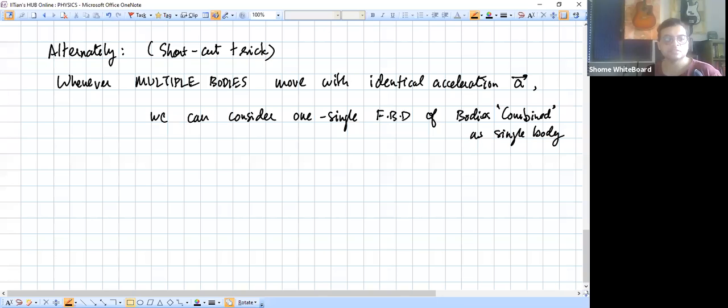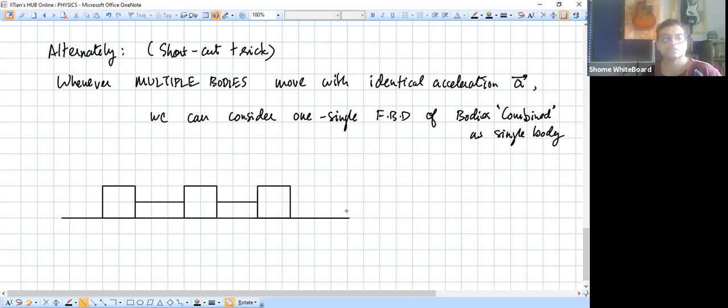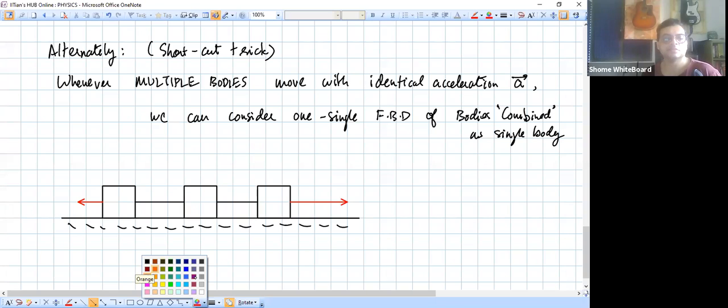So in this particular example, we can see that the three blocks A, B, and C are tied together by massless strings, and they are all on the horizontal smooth surface. So when I am pulling them, it doesn't matter which side I'm applying the force from and how much force I'm applying. But if they are going to move, that means if one of these two forces is dominating over the other, they are going to move with common acceleration. So all three of them have common magnitude of acceleration and common direction of acceleration. So they have identical accelerations.